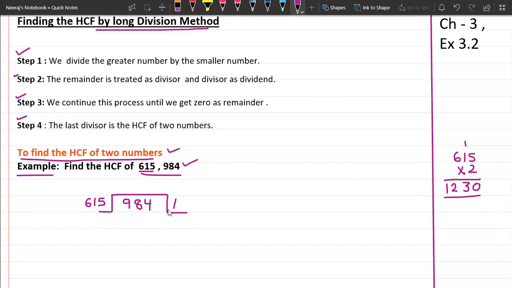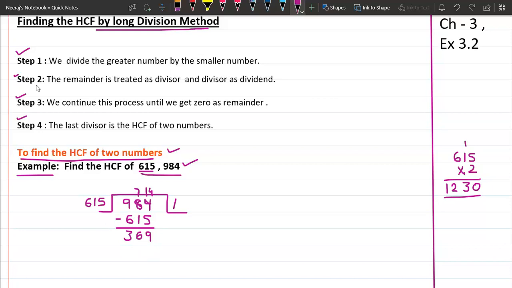So 615 ones are 615. Now we have to subtract. We know very well that we always subtract from right to left. So 14 minus 5 will be 9, and then here 7, this will be 14. 14 minus 5 will be 9. So 7 minus 1 will be 6, and 9 minus 6 will be 3. Now children, we have done the division till here and we have got the remainder.